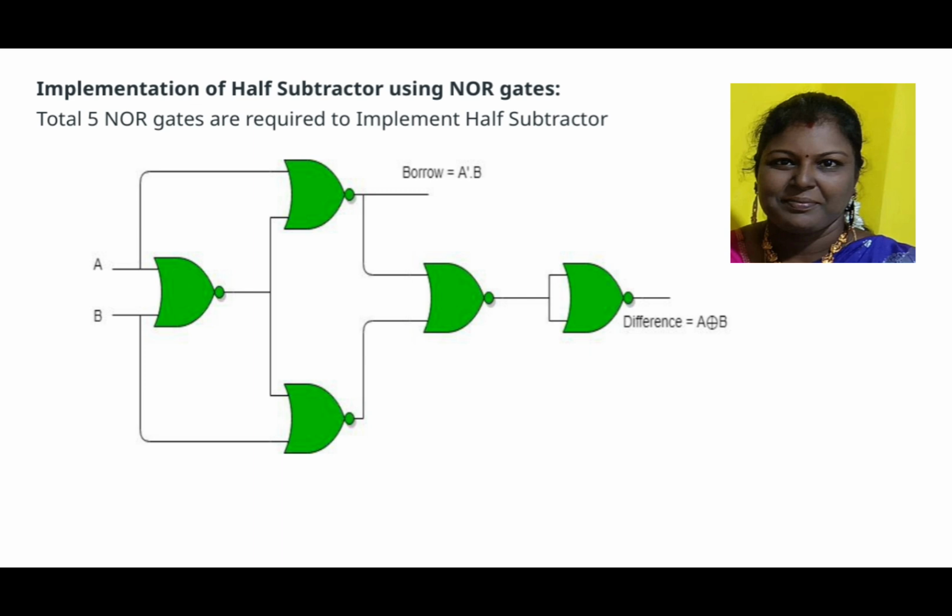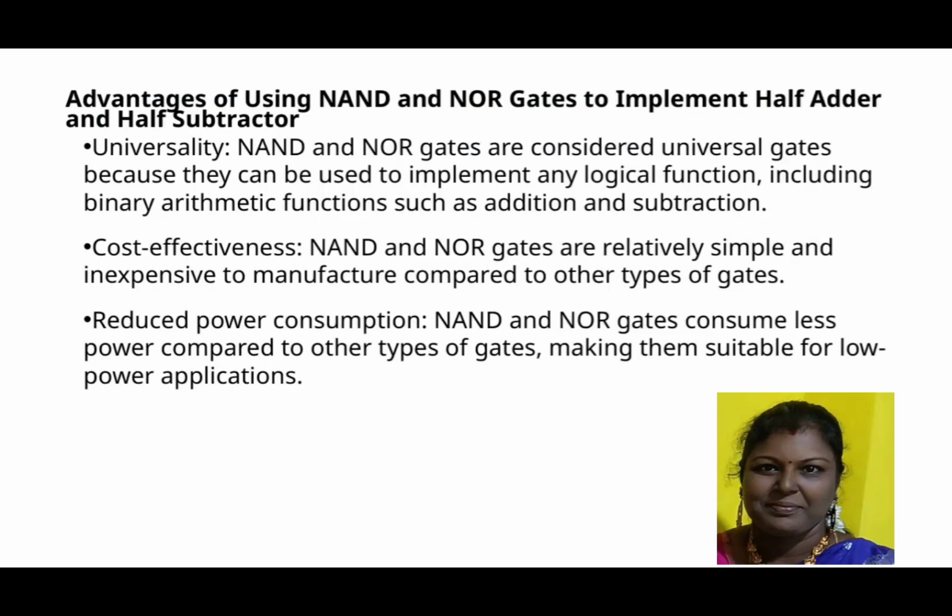Let's talk about why NAND and NOR gates are a popular choice for building half adders and half subtractors. First, they're universal, meaning they can create any logical function you need, including addition and subtraction. They're also cost-effective, since these gates are simpler and cheaper to produce than many alternatives. On top of that, they use less power, which makes them ideal for devices where energy efficiency matters. These advantages make NAND and NOR gates a smart, practical choice in digital design.